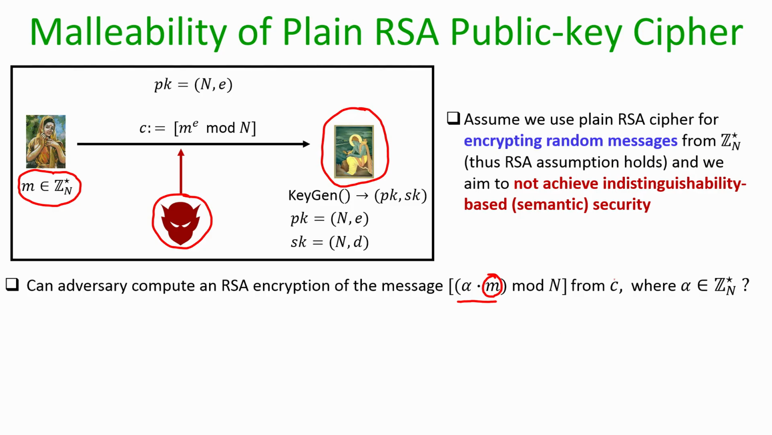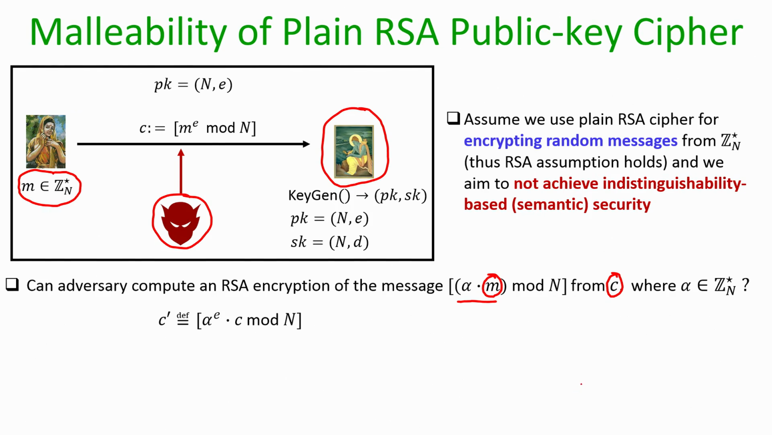So, the adversary has to do some operation on the ciphertext c which it has intercepted, and from that it has to do the computation in such a way that the modified ciphertext corresponds to an RSA encryption of the plaintext alpha times m. And it turns out that it is very easy for an adversary to do that.